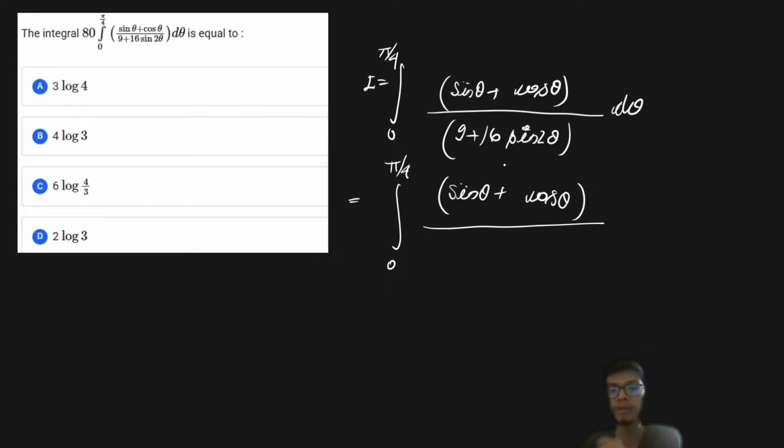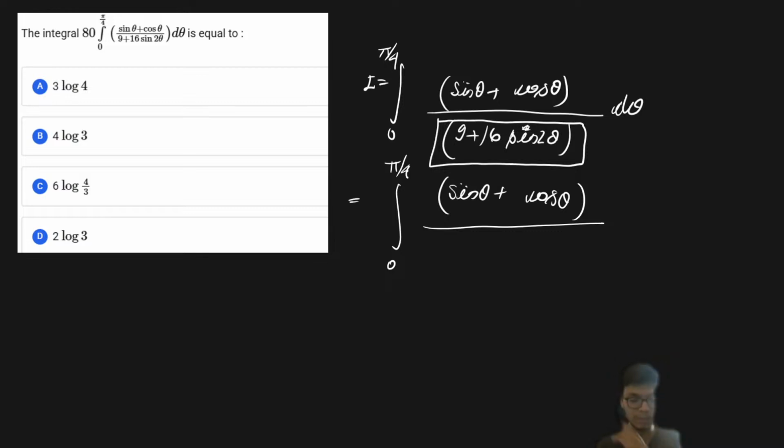And if you have 2 times sine theta cos theta, and 9 times 1, which means sine square theta plus cos square theta. So therefore, you can try to write this entire expression of sine 2 theta in terms of sine theta plus or minus cos theta whole square. Right. So we will try to represent this denominator in terms of sine theta plus or minus cos theta whole square.